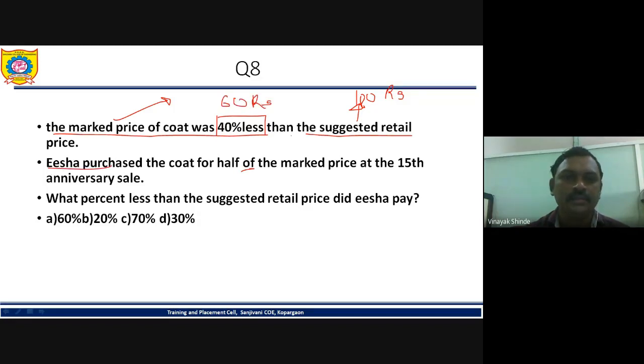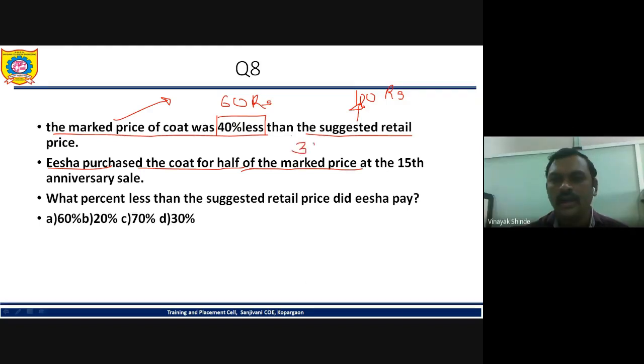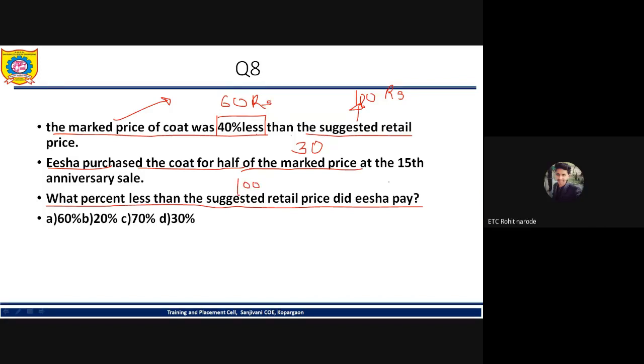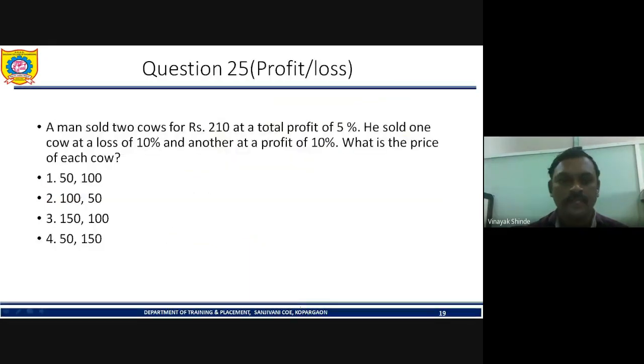Next line is Isha purchased the coat for half the mark price. तो कितने में कोट लिया उसने? 30 rupees. Half the mark. What percent less than suggested retail price did Isha pay? So suggested is 100. उसने कितना पे किया? 30. So 70% less पे किया. Next question.